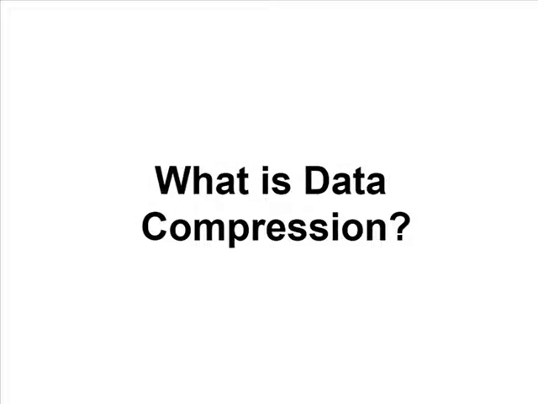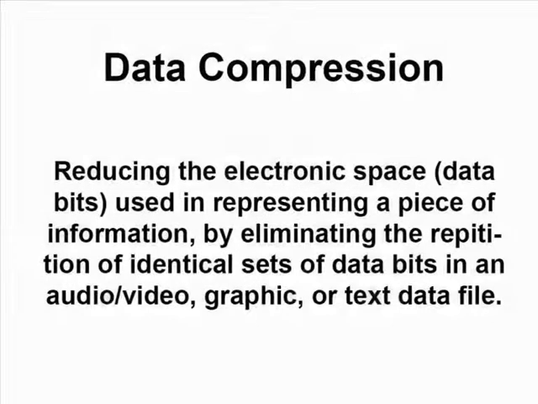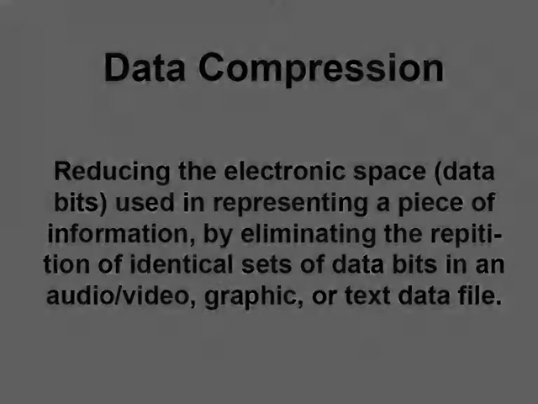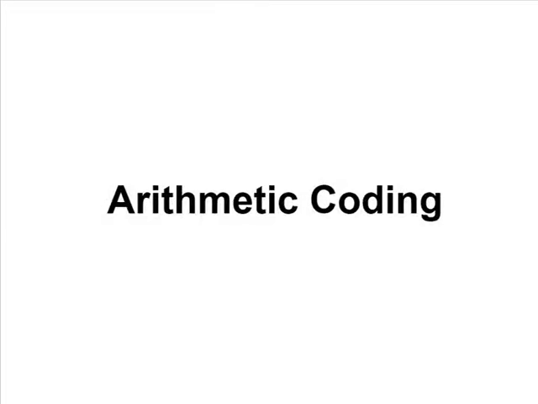What is data compression? Data compression is the process of reducing the electronic space or data bits used in representing a piece of information by eliminating the repetition of identical sets of data bits in an audio, video, graphic, or text data file. One type of data compression is arithmetic coding.